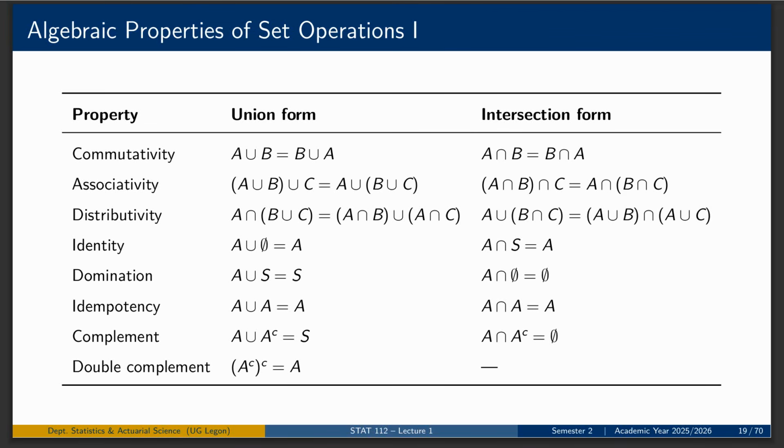So A intersection B would be the same as B intersection A. In the associative properties, A intersection B intersection C will also be A intersection, bracket, B intersection C. Then the distributivity: A intersection, B union C, can be A intersection B union A intersection C, and so forth. In the same way, you can have it where the union comes before the intersection.